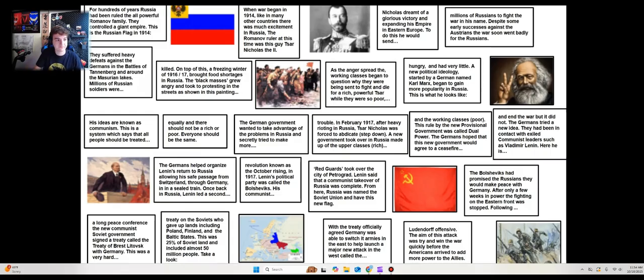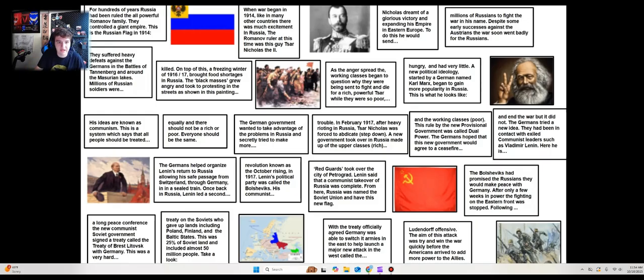For hundreds of years, Russia had been ruled by the all-powerful Romanov family since 1613. They controlled a giant empire. This is what the Russian flag looked like, similar to the flag present today, except with the yellow coat of arms with the dark eagle.